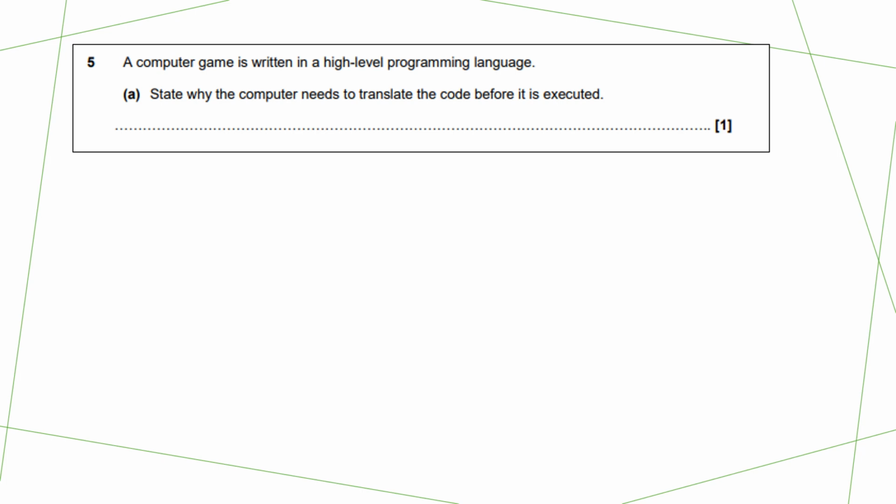So question 5 says a computer game is written in a high-level programming language. State why the computer needs to translate the code before it is executed. So why does a computer need to translate high-level language before it is executed? Think about your answer. You just need to write a very brief statement, no real explanation. Take your time and have a go.